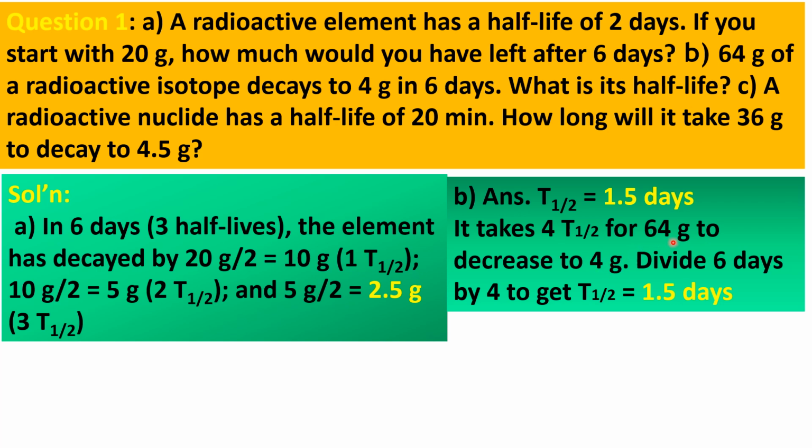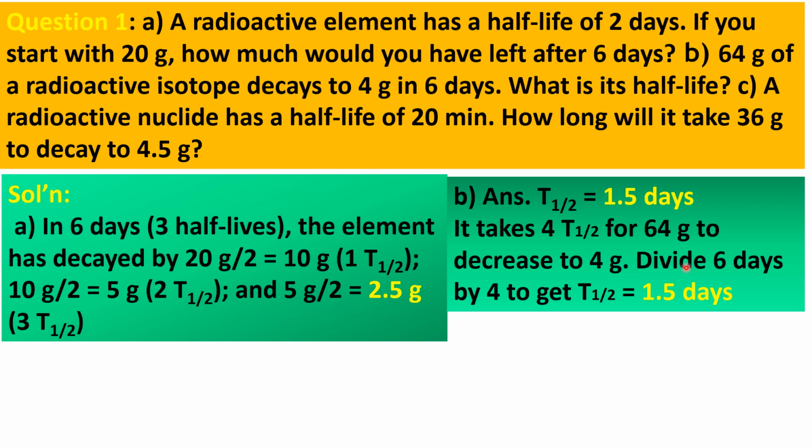Okay, you can just keep on dividing 64 grams by half until you reach 4 grams. So 64 divided by 2, that is after 1 half-life, 64 by 2 is 32. Then, after another half-life, 32 divided by 2 is 16. Alright? 16 grams, but that is after 2 half-lives. And then, for another half-life, 16 divided by 2 is 8. So that's after 3 half-lives. And finally, after another half-life, we now have 8 grams divided by 2. That is, we get 4 grams.